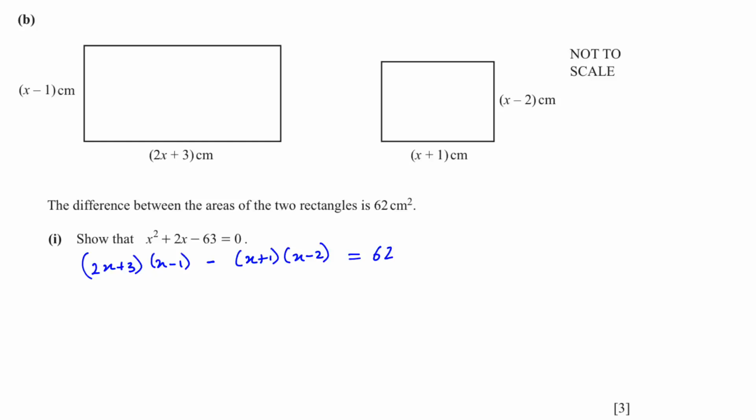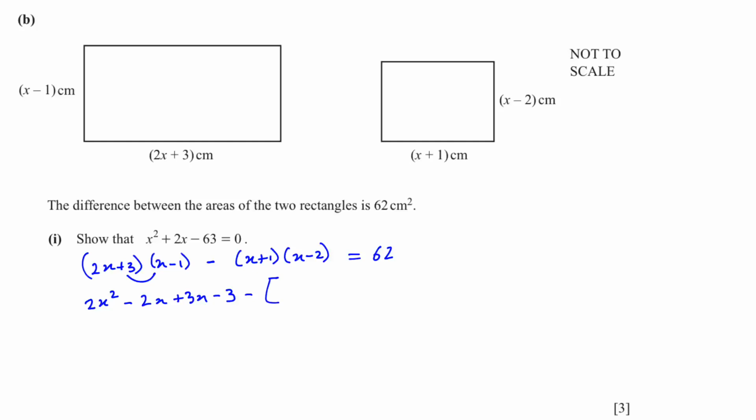When you want to expand the bracket, you have to do the first term here, multiply by the first term here, then the first term multiplied by the second term. The same you will do with the second term multiplied by the first term, and the second term multiplied by the second term. So 2x multiplied by x will become 2x square. 2x multiplied by negative 1, negative 2x. 3 multiplied by x is 3x. And 3 multiplied by negative 1 is negative 3.